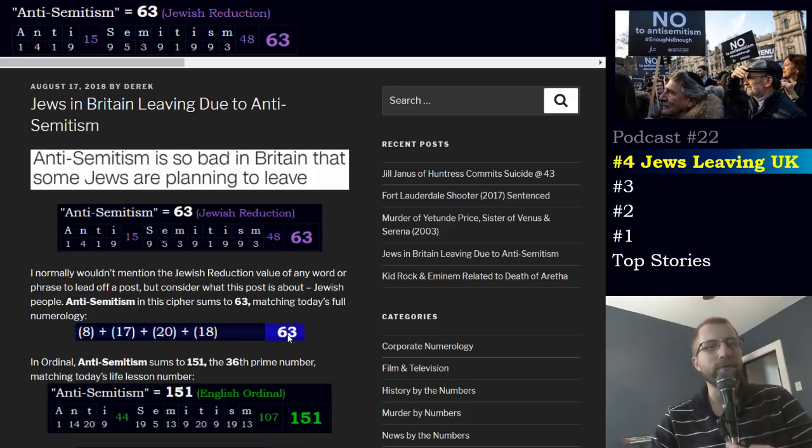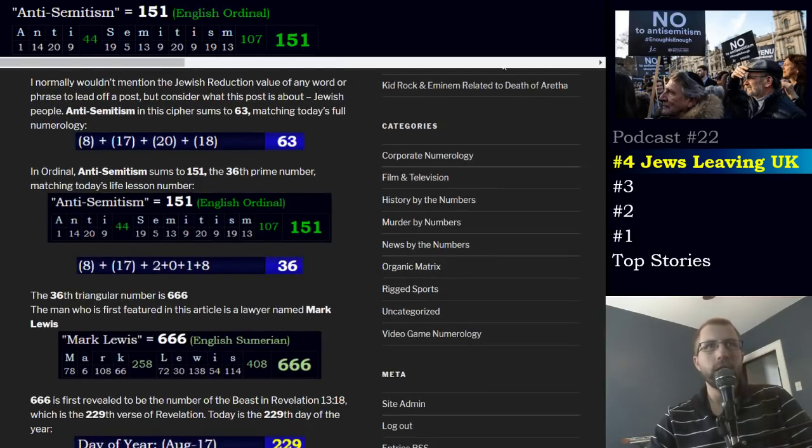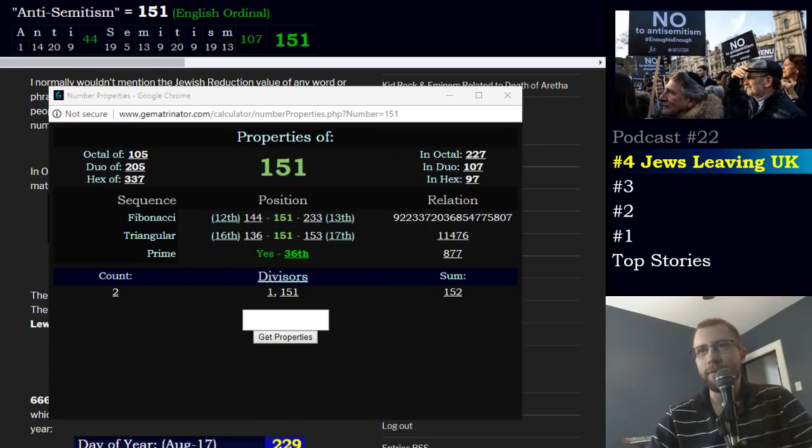And this is a perfect example of how the mainstream media is using dates on the calendar coinciding with this language of Gematria to release news stories. Of course, there's more to this, however. Using our standard 26-letter alphabet, anti-Semitism sums to 151. And 151 is a prime number. And as you'll come to find out as this podcast goes on, prime numbers are extremely significant to this study. This is any number that's only divisible by 1 and itself. So 151 is the 36th prime number.